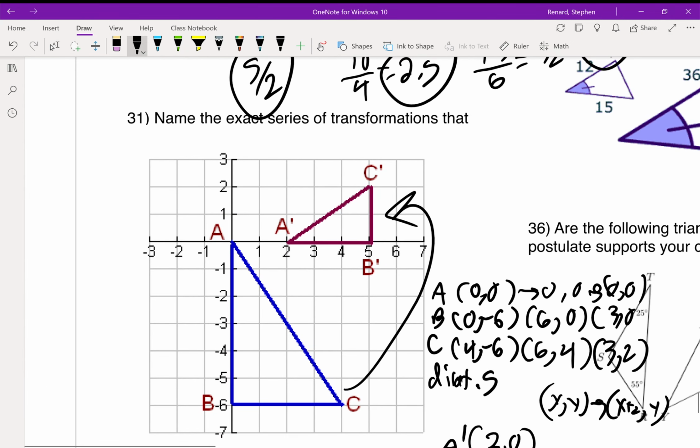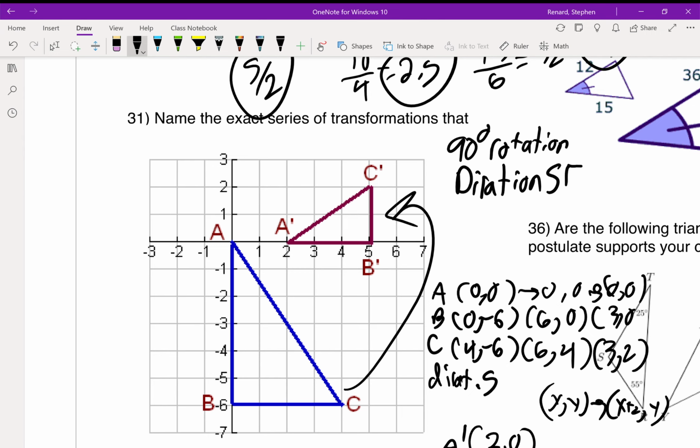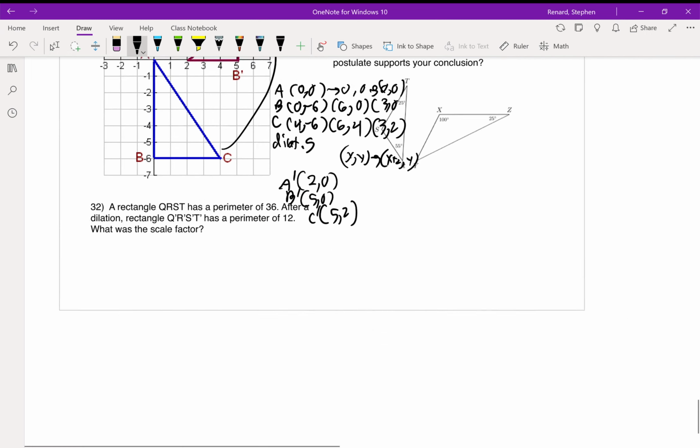So the answer here would be a 90-degree rotation, a dilation with scale factor of 1/2, and a translation of (x, y) going to (x + 2, y). And that's ugly.